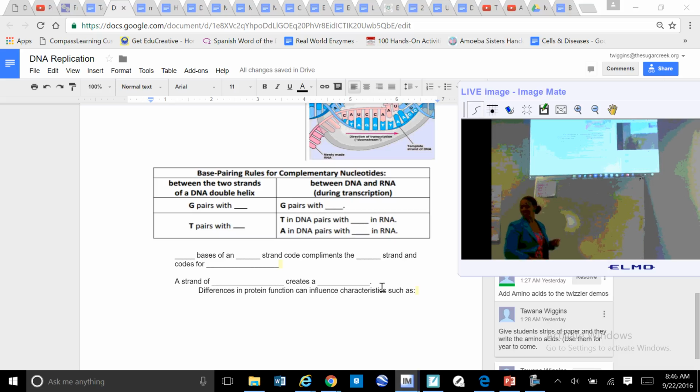So it should say, the DNA strand complements the mRNA strand and codes for amino acids. So it should say 3 bases of a DNA strand complements the RNA strand and codes for, not protein yet, amino acids. A strand of amino acids creates a protein. Check it.